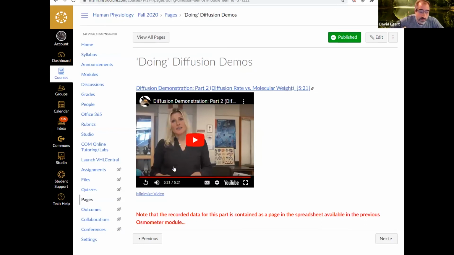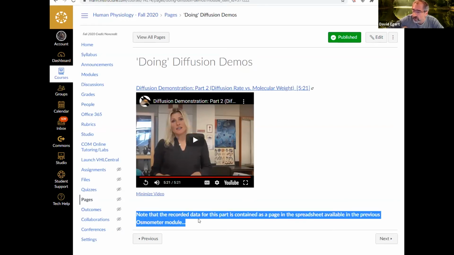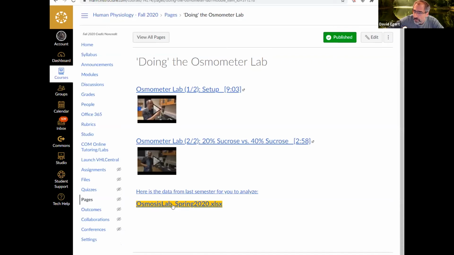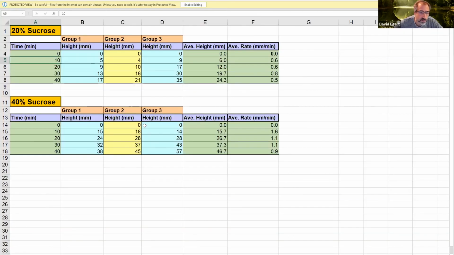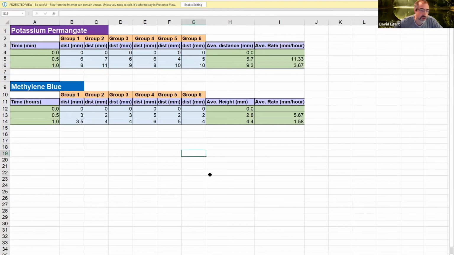All right, so there you can see, and again, I wrote, note that the recorded data for this part is contained as a page in the spreadsheet available in the previous Osmometer module. Here it is. Again, if I go new share. So again, this agar diffusion here.